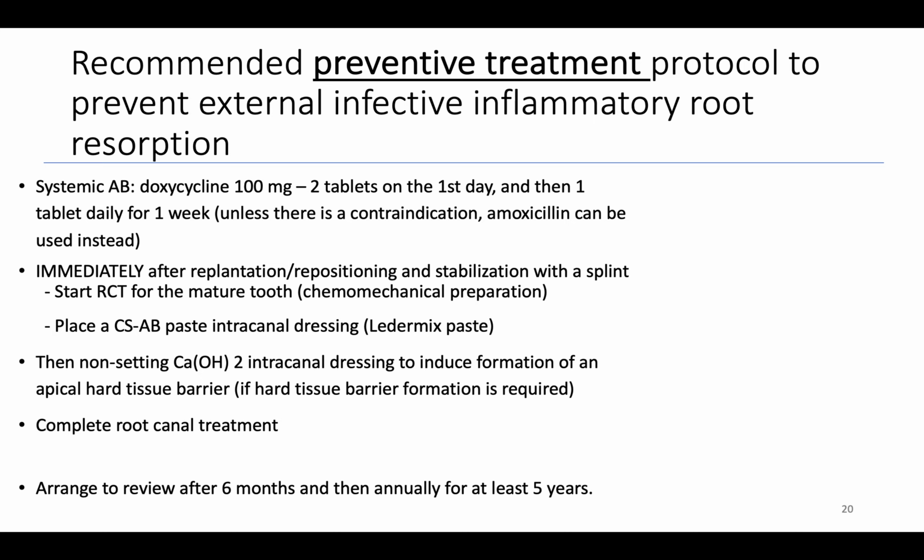We remove the splint. We complete the root canal treatment, or if we need to start apexification, then we apply calcium hydroxide in the canal until we get a hard tissue barrier, and then we do the root canal treatment. We have to review the patient regularly to check for any complications, and to see whether external resorption is taking place or not.